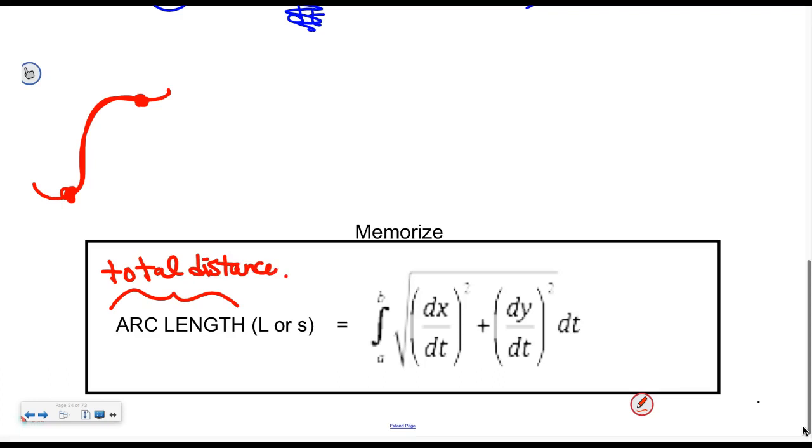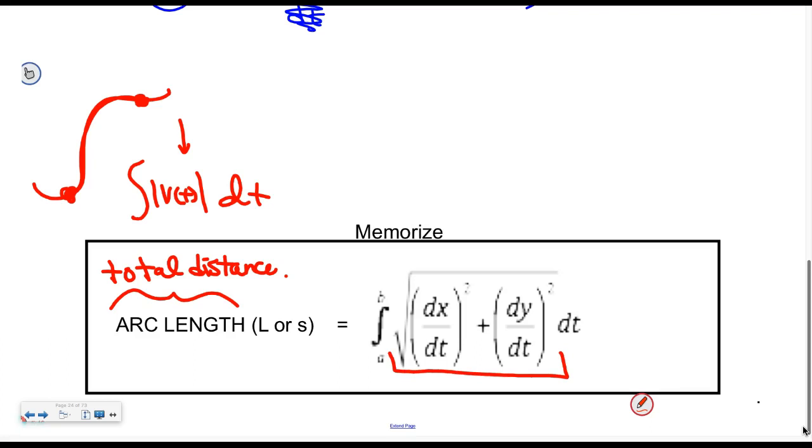When you find total distance traveled prior to today, when you weren't moving all over the place, just along the x-axis, what did you integrate? Do you remember for total distance traveled, what did you integrate? Absolute value of velocity. What's another name for the absolute value of the velocity? Speed. For parametric motion, this expression right here is actually going to be the speed of the particle.